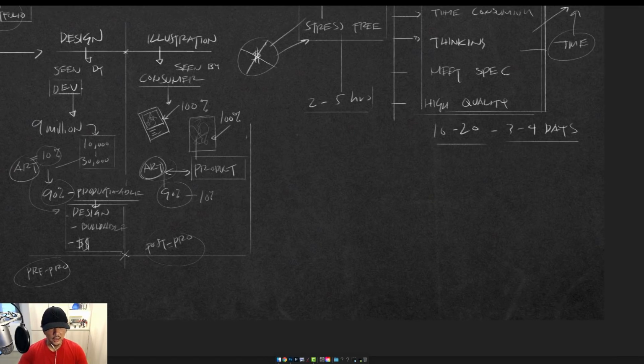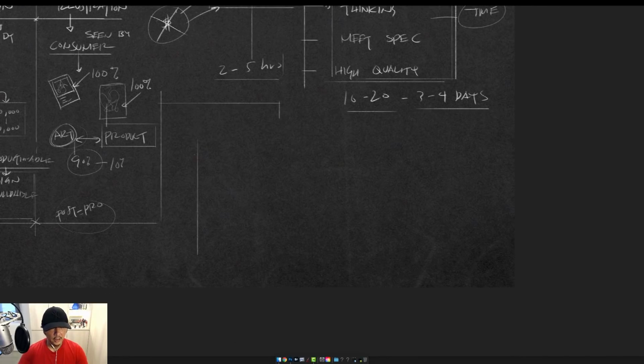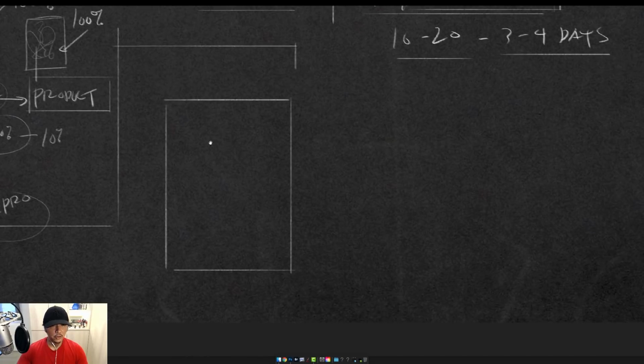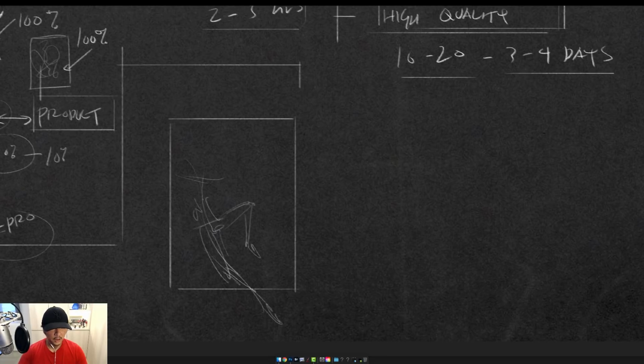So I'll do a quick sketch here to illustrate this a little bit further. Say you're doing an illustration. For illustration, posing, characters, and the dynamicness all come into play. So let's do a character jumping up.